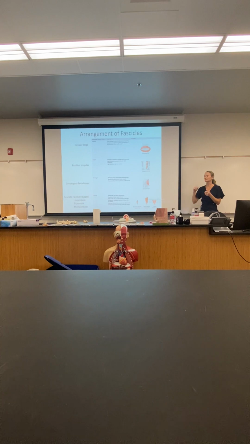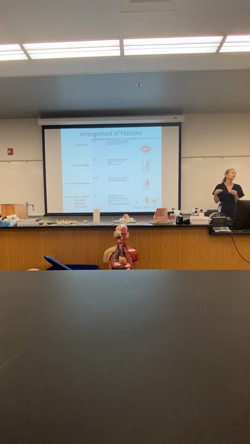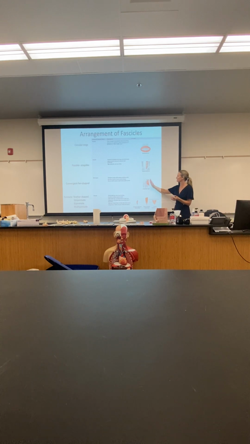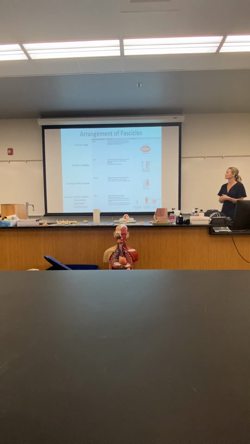Convergent is described as a fan-shaped fascicle direction. So typically a wider origin and a narrow insertion is common on a convergent muscle. Pectoralis major is a great example of a convergent muscle, with the wide origin point of the sternum and the clavicle, and then that pinpointed insertion over here on the proximal end of the humerus. So that gives us this convergence of the fascicles.